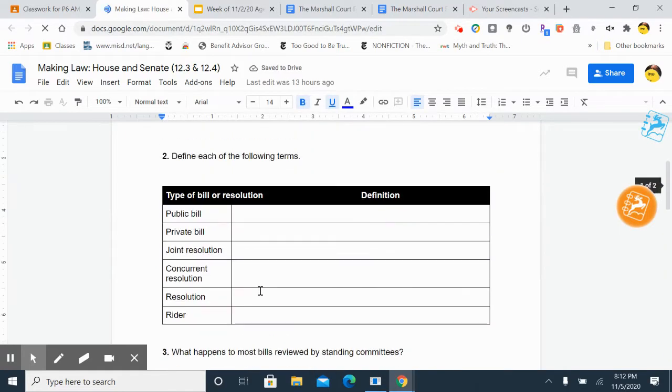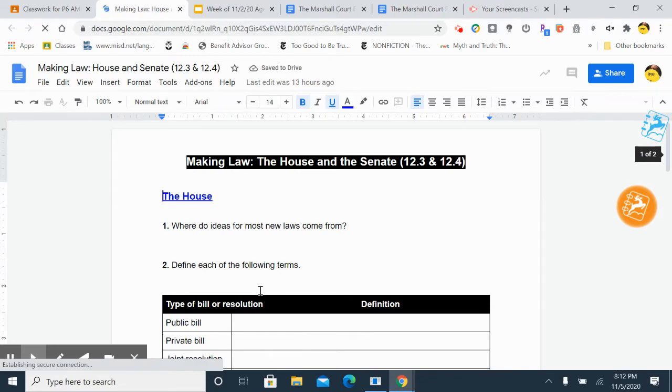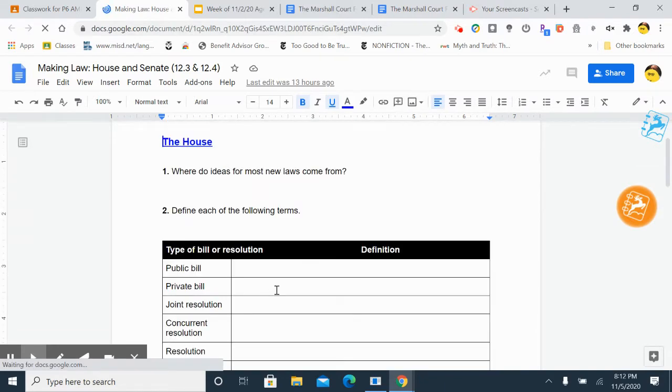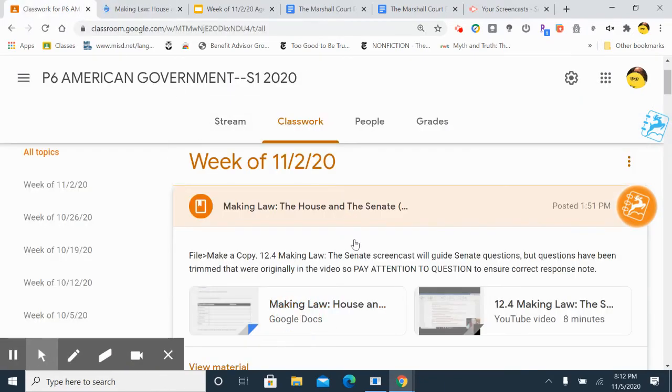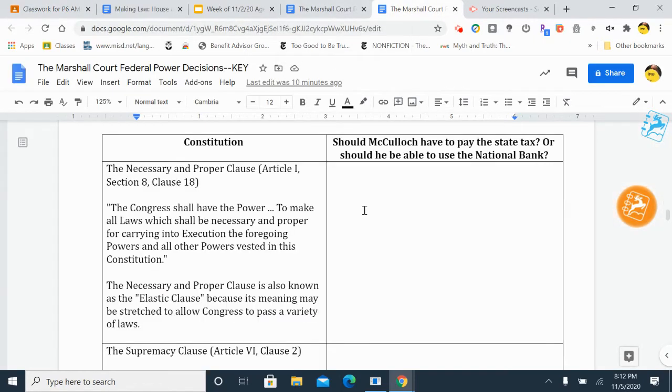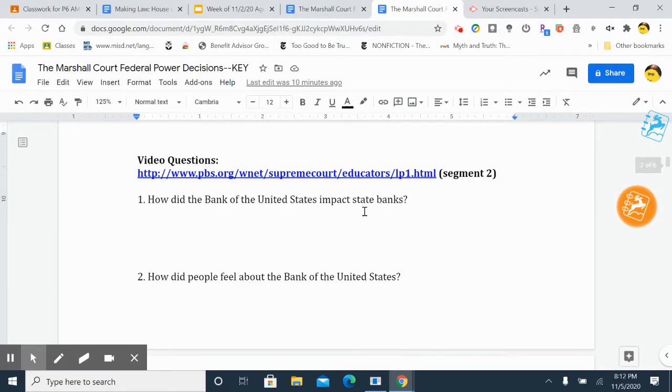At some point, I hope to make a screencast or have you look at this from the text, but I'm not sure which I'm going to do yet. Tentatively that's set to be due on Tuesday, but we'll see how far we get. So you might want to plan for that. But this is due on Monday in class, this Marshall Court exercise.